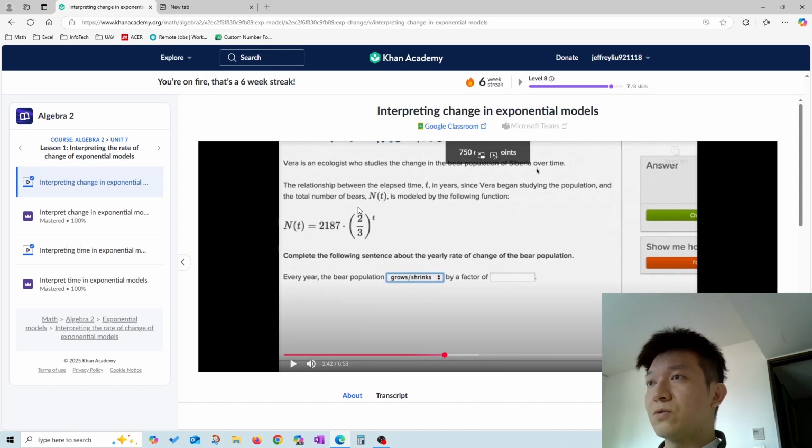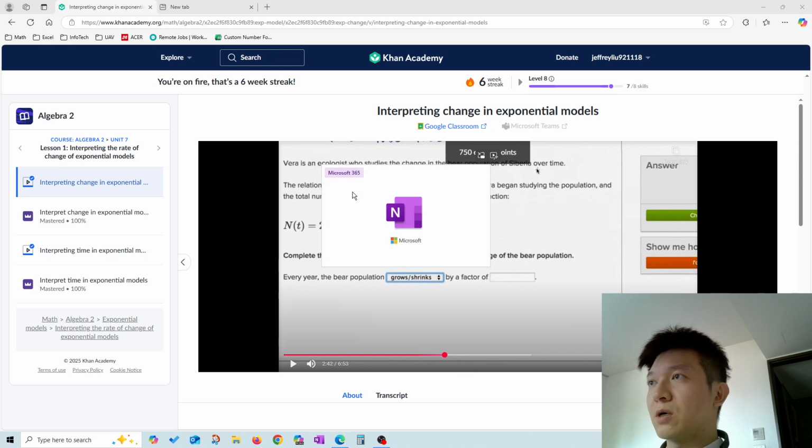If you see right here, it's talking about the bear population. It shrinks, okay? It shrinks because it's lower than 1. So the exponential expression, or the exponential graph, is drawing that way. Let's actually draw this for a second here.